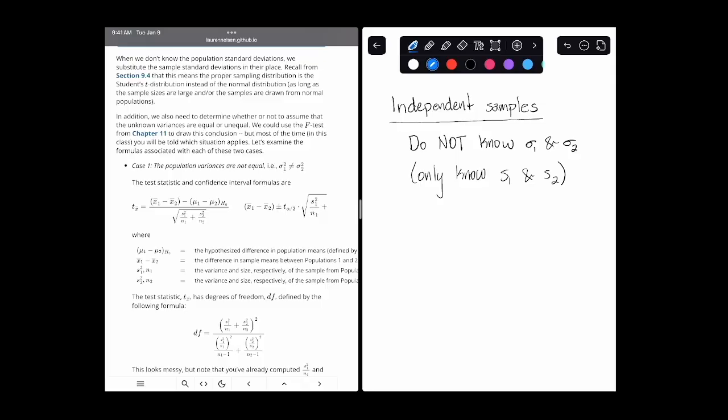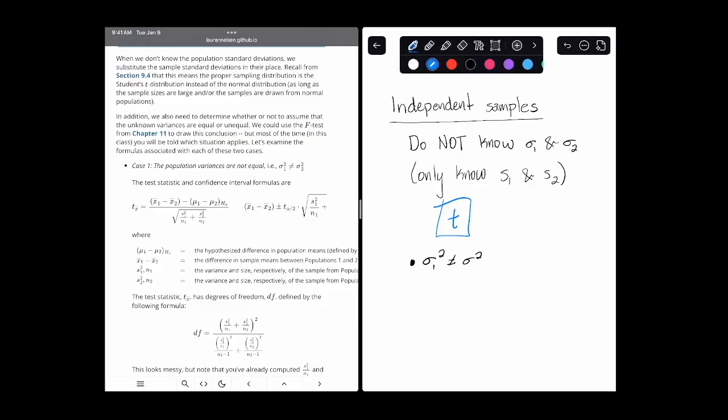So before, when I didn't know sigma and I only knew s, we said our test statistic should be a t. That's still true here. If I only know my sample standard deviations, my test statistic is going to be a t, but it turns out that I'll have two subcases to figure out exactly what formulas I should use. So the first case is that the population variances are not equal.